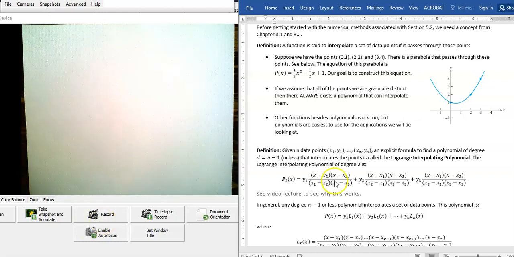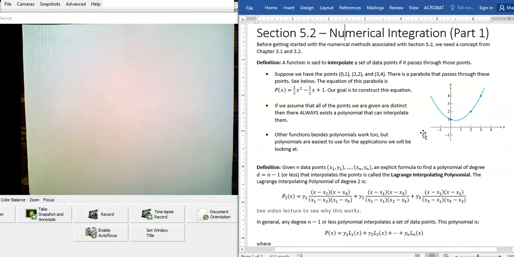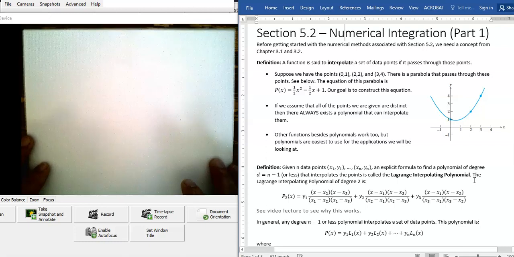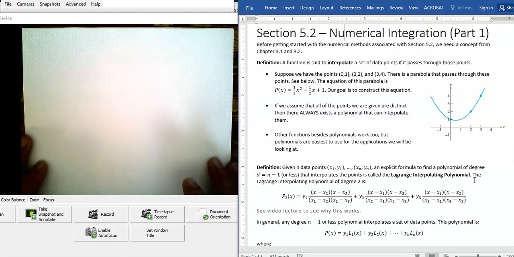Hey everybody, today we're going to be talking about section 5.2, that is numerical integration. We're going to bust this one up into two pieces because it's rather a long one, plus we have to do a little bit of preliminary stuff. So today we'll do the first half, and then on Monday you can work on the second half.